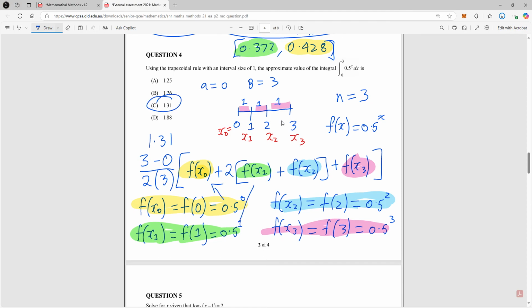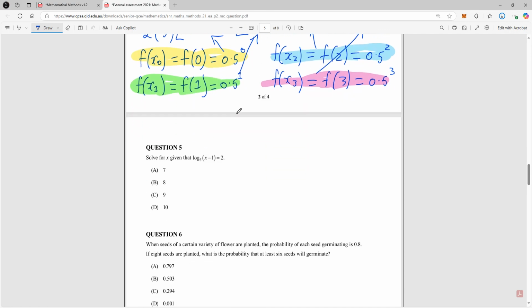When you put these guys into their corresponding spots here. Now I won't be able to do it, I don't have enough room. Okay. But you understand what I mean hopefully there. Okay. Right. Let's move on to the next question.